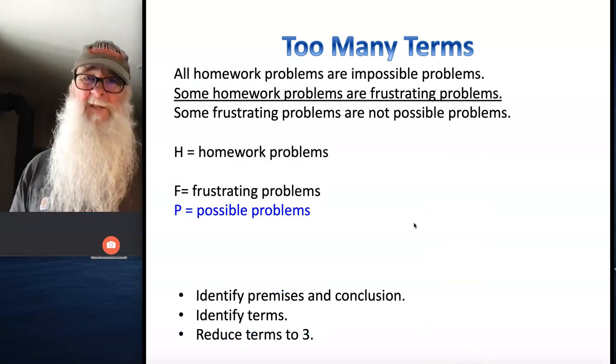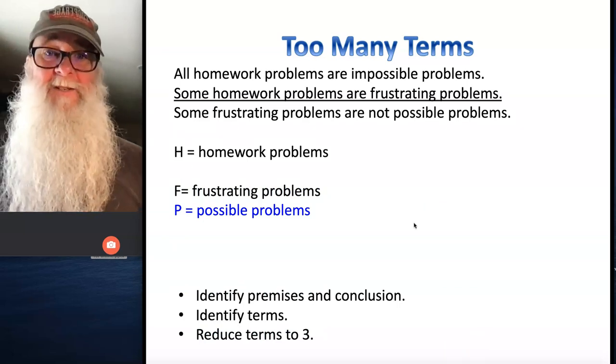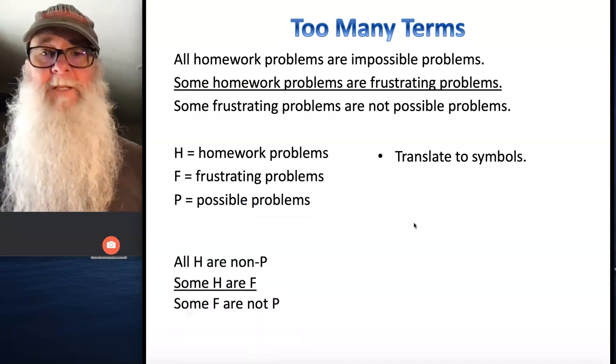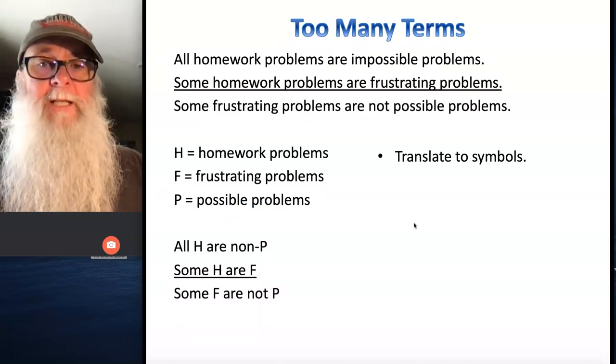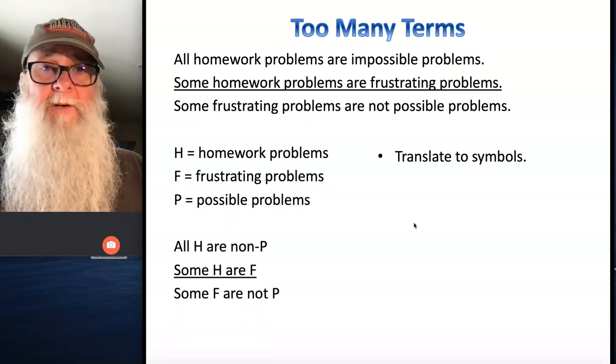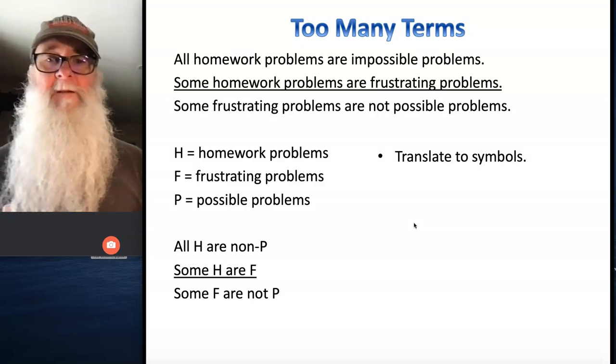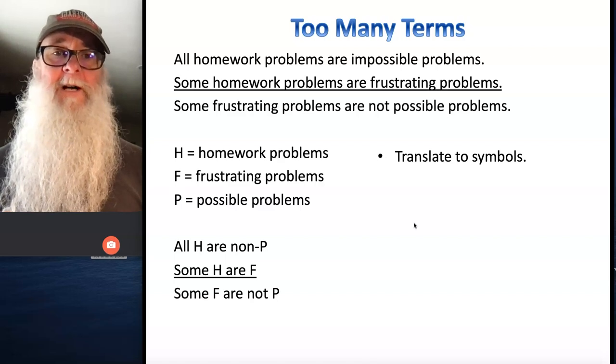And that means for this argument, we're going to use P as our term. All right, so now we've got to translate this argument into symbols, and to do that, we'll say all H are non-P. All homework problems are non-possible or impossible problems. Some H are F, and some F are not P.